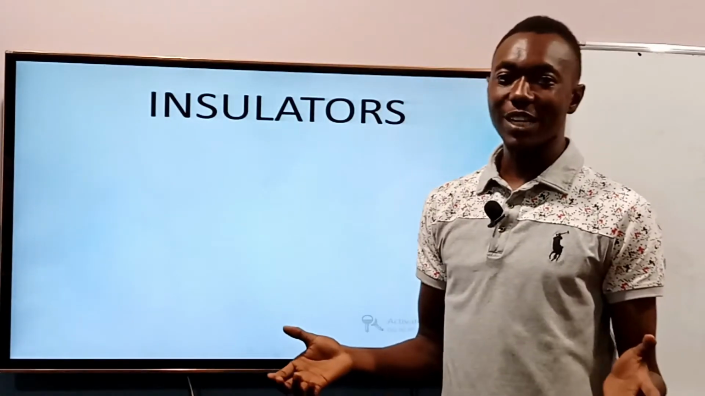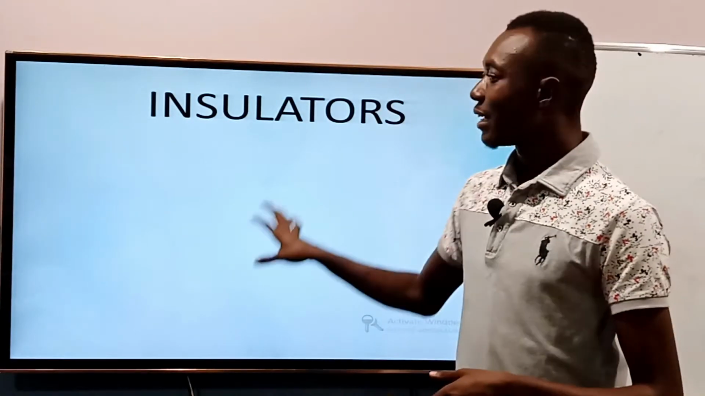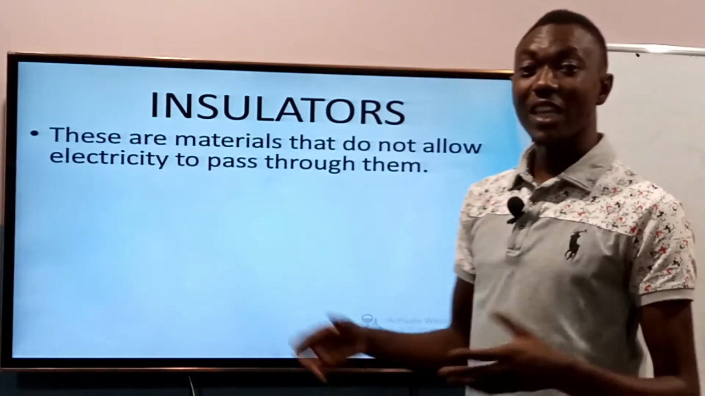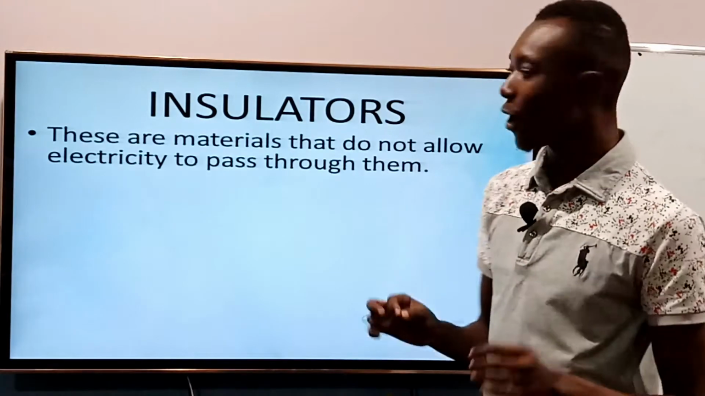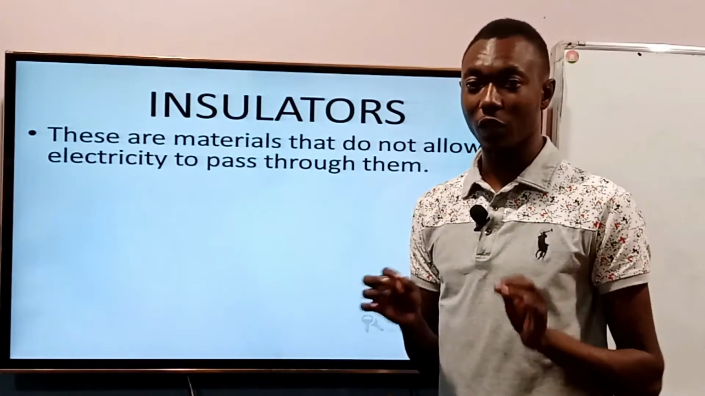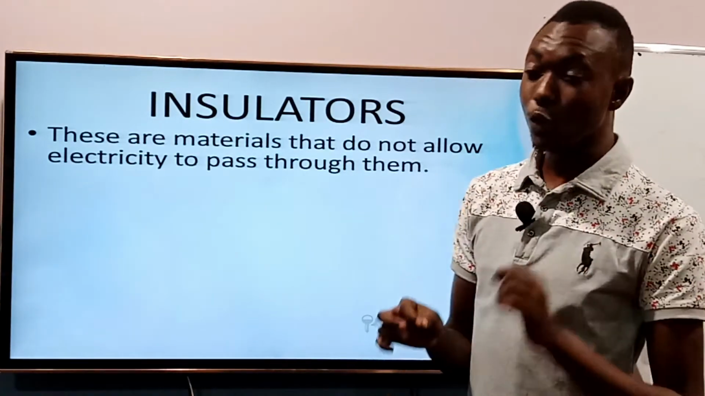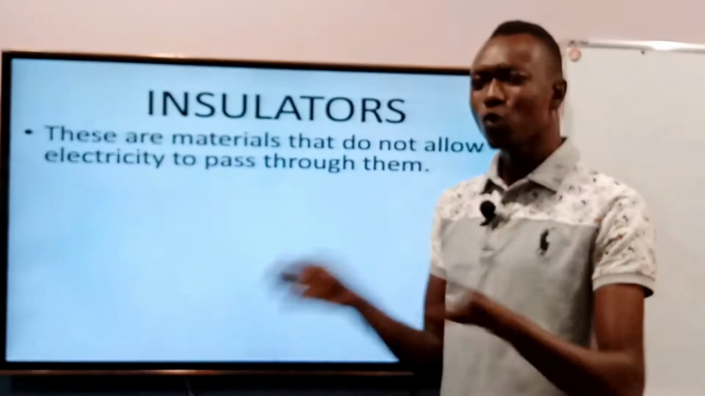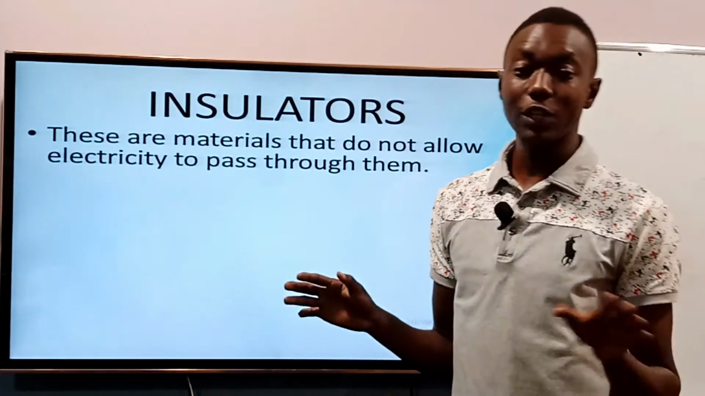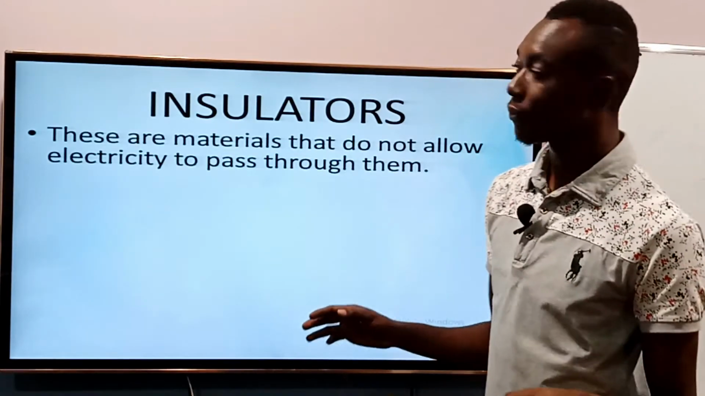Now, what do we mean by insulators? These are materials that do not allow electricity to pass through them. Another word you can use for electricity is electric current. All right? So they do not allow electric current to pass through them.